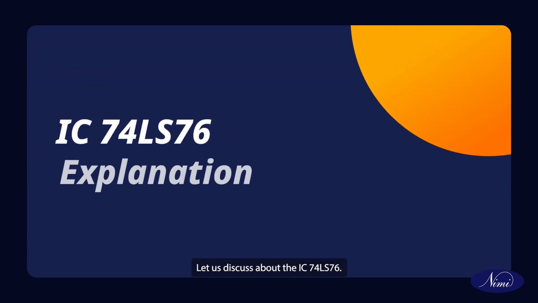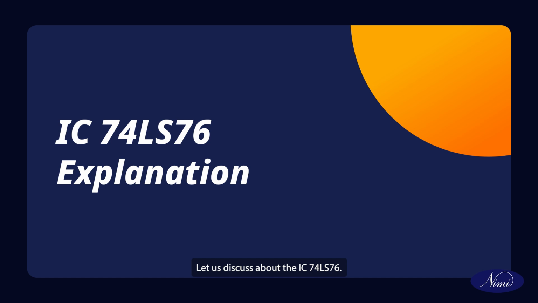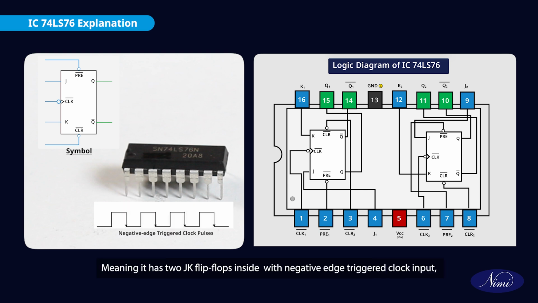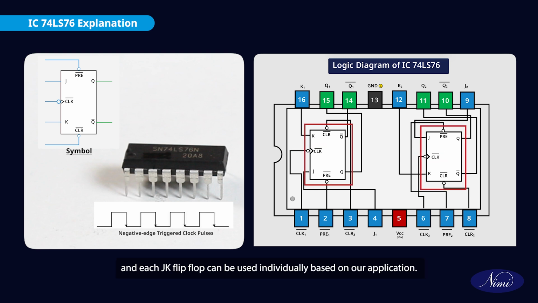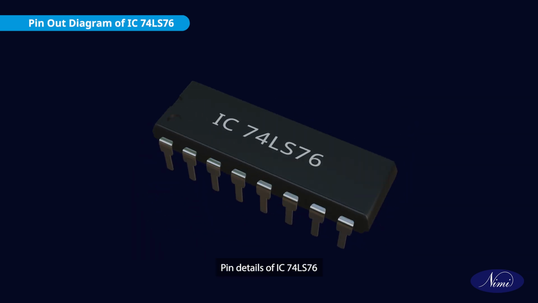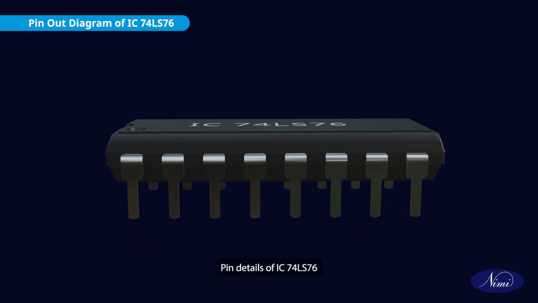Let us discuss about the IC74LS76. The 74LS76 is a dual in-line JK flip-flop 16-pin IC, meaning it has two JK flip-flops inside with negative edge-triggered clock input, and each JK flip-flop can be used individually based on our application. The JK flip-flops are the most efficient flip-flops and can be used for certain applications on their own. Pin details of IC74LS76.